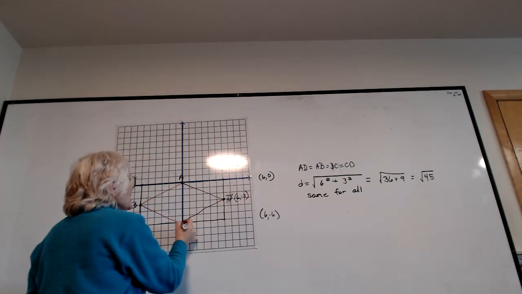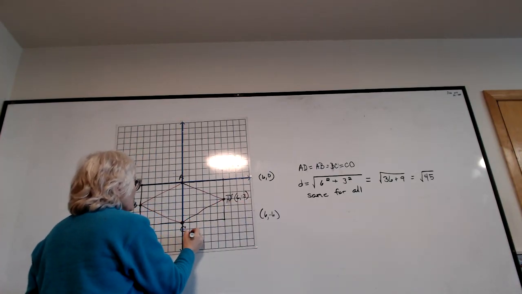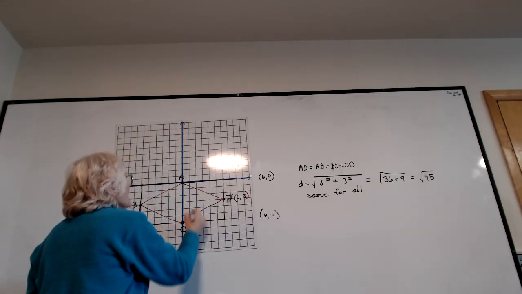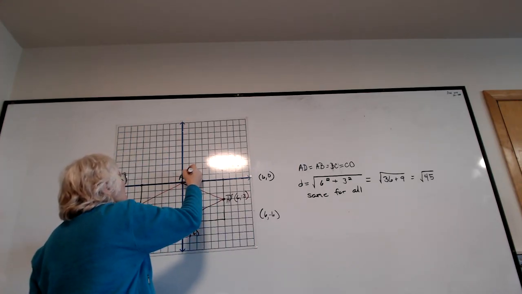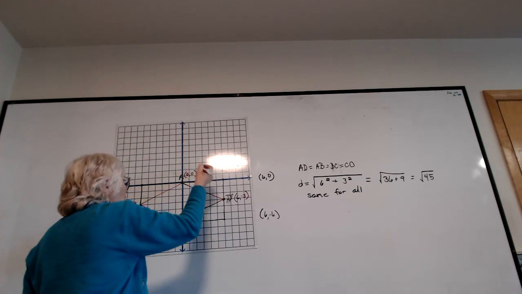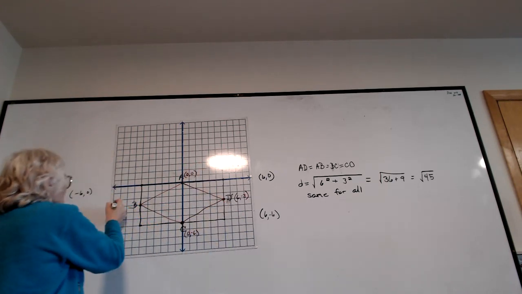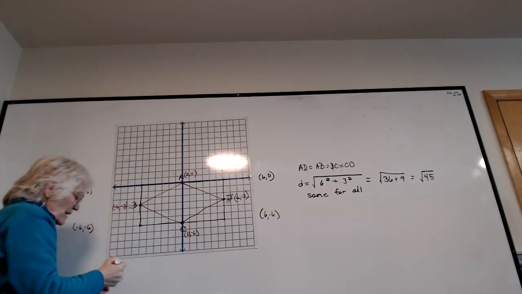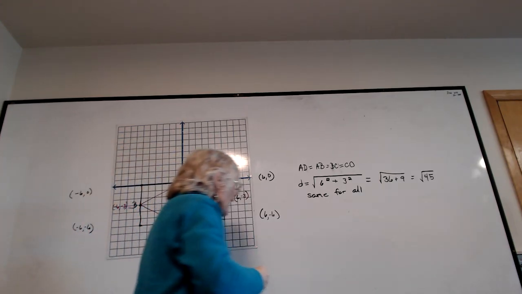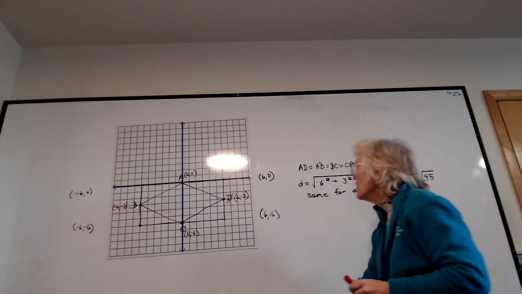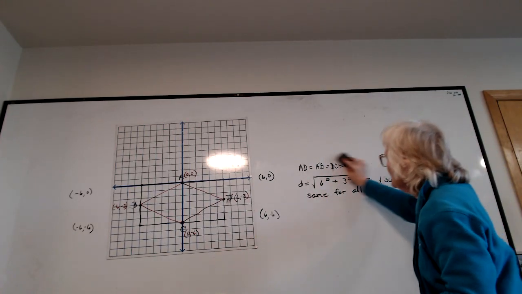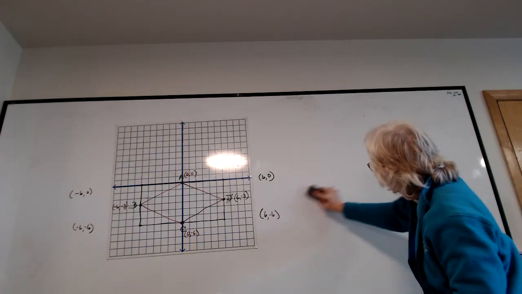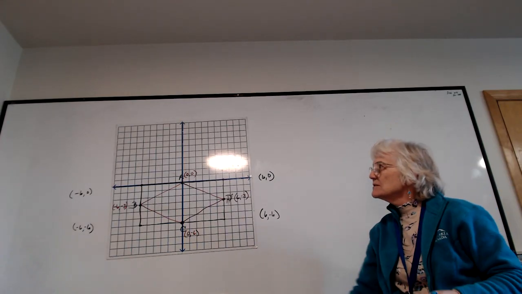Okay, this midpoint here is (0, 6, -6). This one is (0, 0). And this one is (-6, -3). Okay. If I want to find the midpoints of each of those, now it's a little harder. What would be the midpoints? What would be their values?